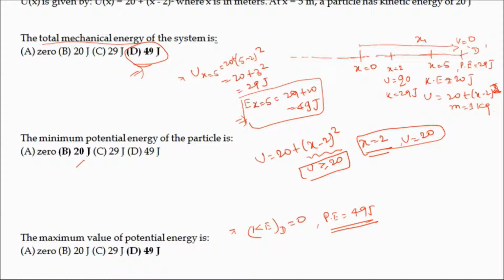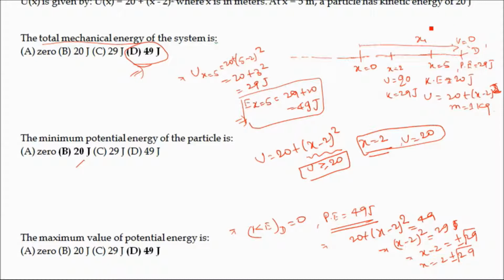In fact, you can calculate the value of x also. If you want to calculate the value of x where the potential energy will be maximum, or the velocity of the particle will be 0, you just put 20 plus (x minus 2) raised to the power 2, which is the formula for potential energy, and equate it to 49 joule. From there we get (x minus 2) raised to the power 2 is equal to 29, and from there we get x minus 2 is equal to plus or minus square root 29, so x is equal to 2 plus or minus square root 29.